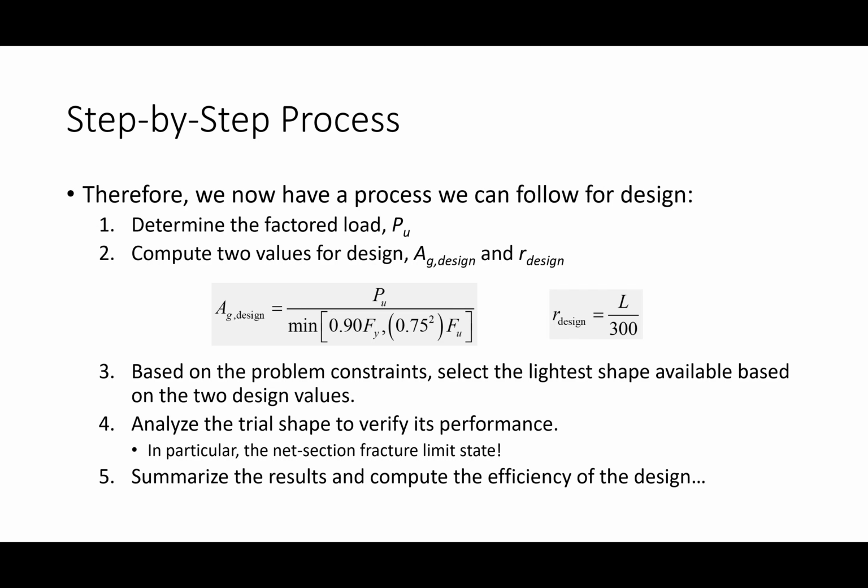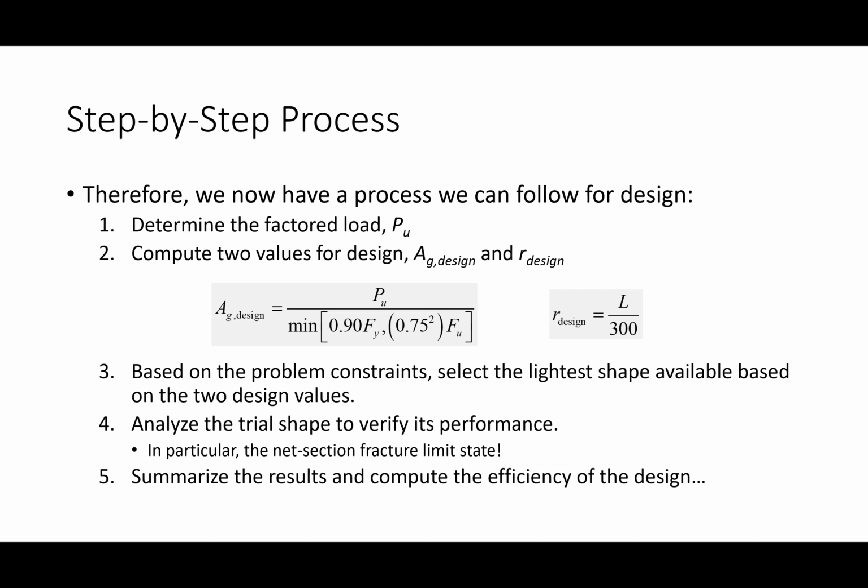Again, you are making assumptions to get to that shape, and the main assumption is what the relationship is between effective net area and gross area. You're just guessing that. It's a good guess, but it is a guess. So you need to analyze the shape and verify its performance. And it is possible that you analyze the trial shape and it doesn't work, okay? And we may see an example of that this week. So I just want to mention that.